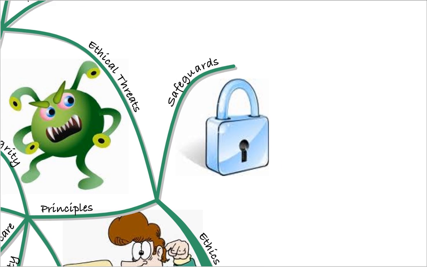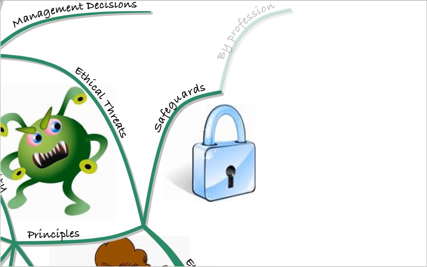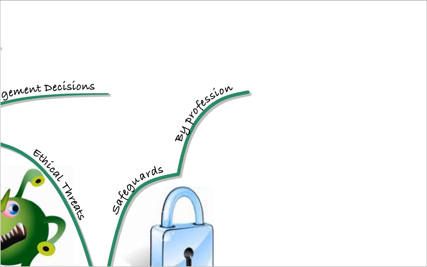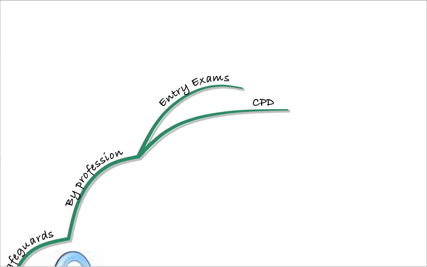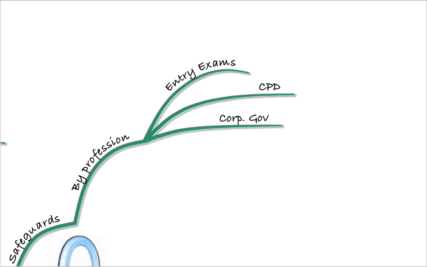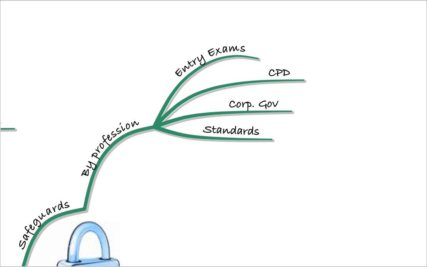You then need to understand that there are safeguards. You don't in the exam just say, right, there's an ethical threat, I can't undertake the audit. There are some safeguards and I'm going to go into them in more detail at the bottom of this lecture. So there are safeguards by the profession, such as the entry exams, continuing professional development, corporate governance codes, and the standards. So all of those seek to implement the ethical standards.